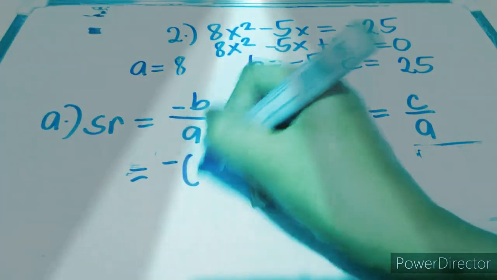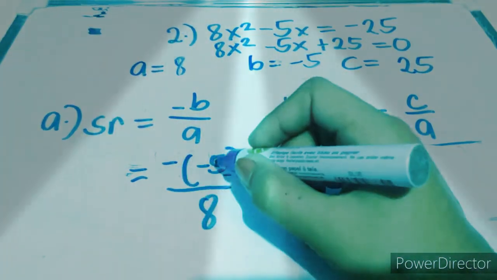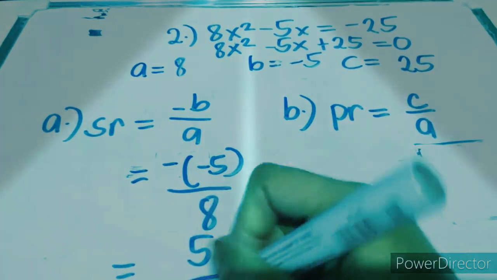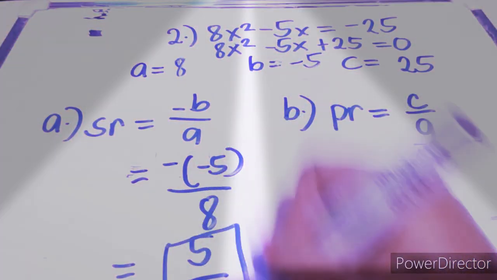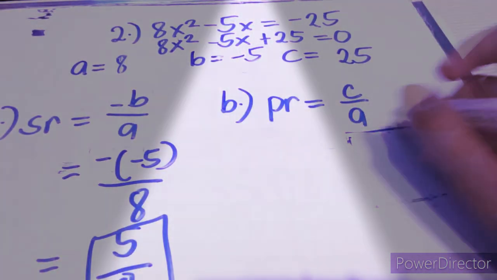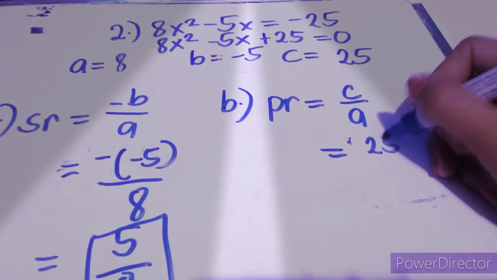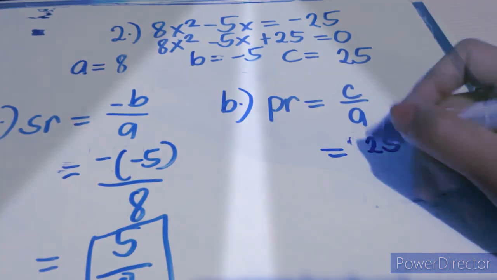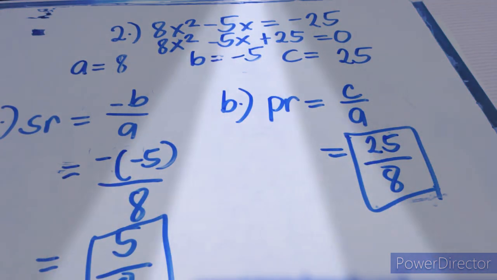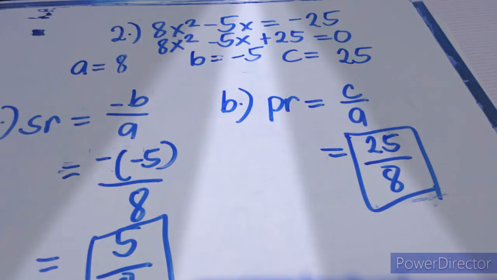And for the sum of the roots, we have negative times negative 5 over 8. So what is negative times negative 5? You have positive 5 over 8. That is for the sum of the roots. Next, for the product of the roots, your c is 25 and your a is 8, so you have 25 over 8. Just write your answer in improper fraction. So that is for number 2.